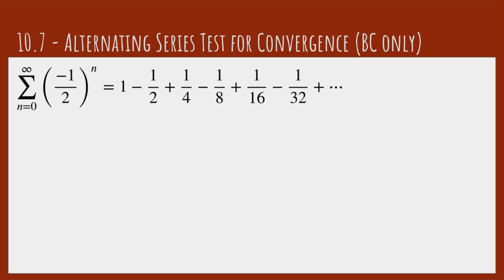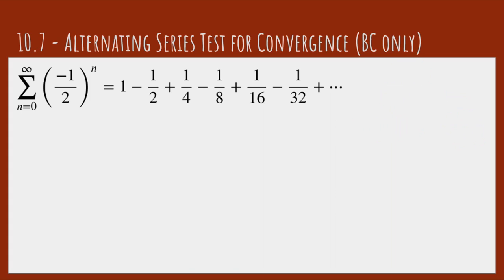So let's take a look at a particular alternating series. I chose this particular alternating series because it's also a geometric series, so we know a little bit about it from what we've done in the past. This geometric series in particular has a common ratio of negative 1/2, and the first term is 1. So that means that the sum of this geometric series is going to be 1 over 1 minus negative 1/2, which ends up being 2/3. So I chose this because we know, since it's a geometric series, that it's going to converge to 2/3.